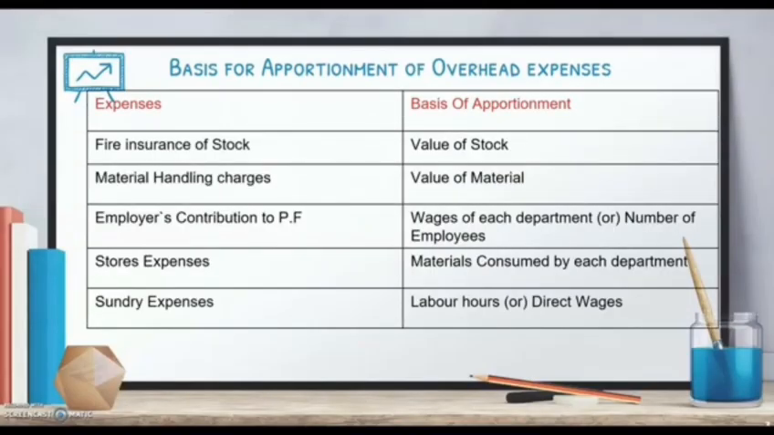Here I have written all the expenses and we are going to see on which basis we are going to apportion. For fire insurance of stock, we are going to use the value of the stock, and for material handling charges, we are going to take the value of material. We are just matching the expenses with the basis of apportionment. For employees' contribution to provident fund, we can take the number of employees, otherwise we can also take the wages of each department. For stores expenses, we can use the material consumed by each department, and for sundry expenses we can use the labor hours or the direct labor.